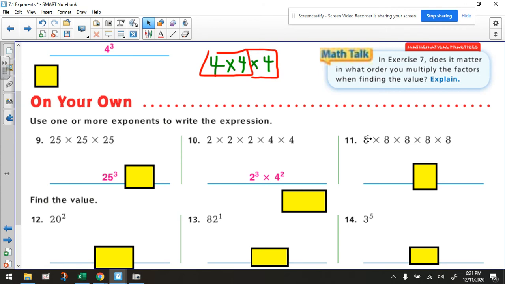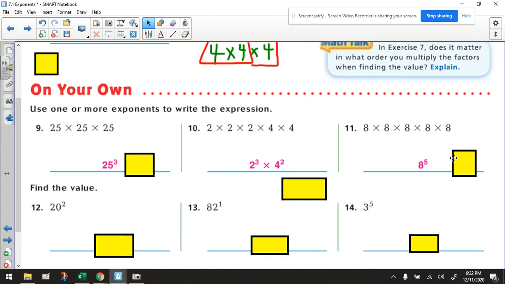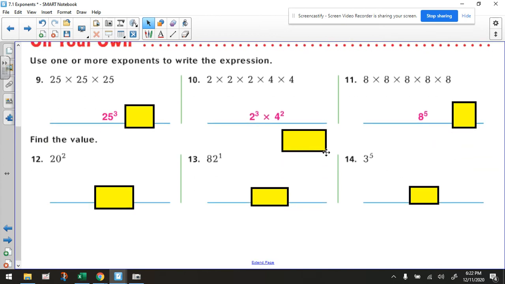Down here, that's simple because we only have the one number that repeats. We have the number 8, but you have to ask yourself, how many times does that repeat? 1, 2, 3, 4, 5 times. All right, so if we find the value here, just write it out as repeated multiplication. Here we have to find what 20 times 20 is. So you can do that on your own.